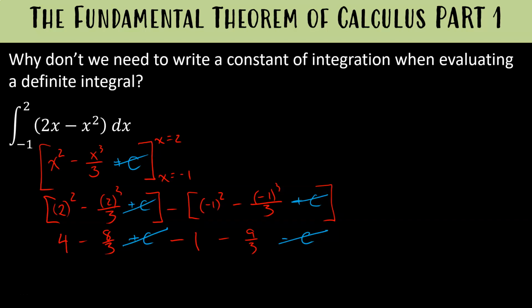Maybe a better answer for why we don't write the plus c is because a definite integral actually gives you a change in a function more than it gives you area under a curve. So the area under 2x minus x squared from -1 to 2 is actually also the change in y of this x squared minus x cubed over 3. That's actually a little bit easier to understand when we're doing position, velocity, acceleration stuff.